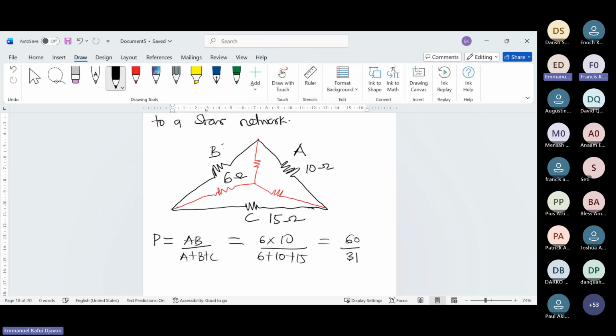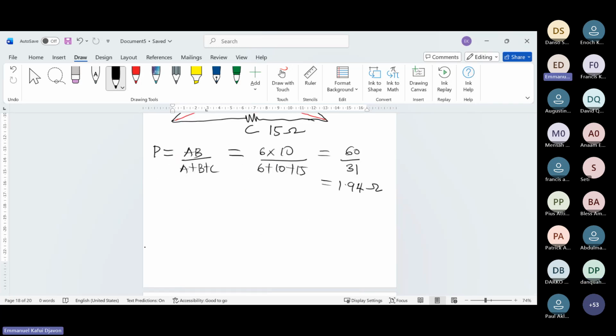31, right? That will give us 1.93 ohms. 1.93 ohms. 1.93 ohms. 1.94 ohms. 1.94 ohms.